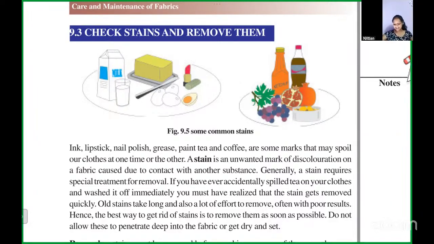If you've ever accidentally spilled tea on your clothes and washed it off immediately, the stain gets removed quickly. You've done that, right? Food dropped on our cloth, and we quickly washed it off, and it came off. But if you did not wash it, and it has been 24 hours, then we are sitting scrubbing a brush over it for 2 hours and it still hasn't come off. It has happened with me, both the things. If I've just washed it quickly, it comes off very easily.